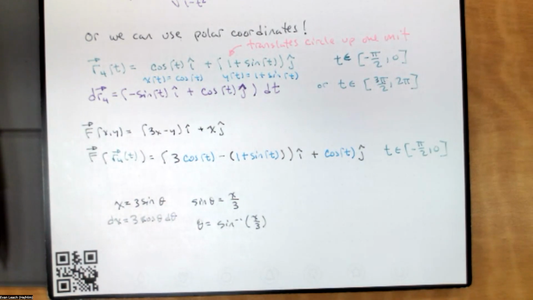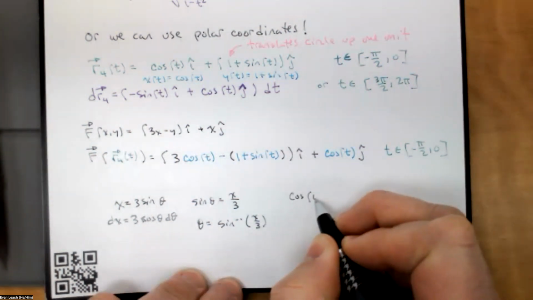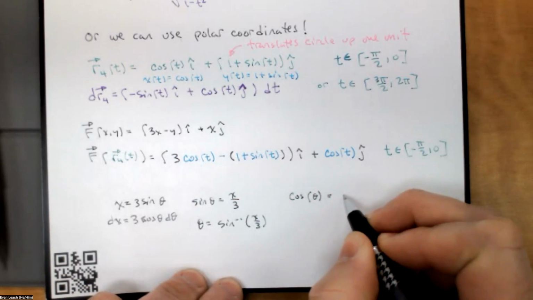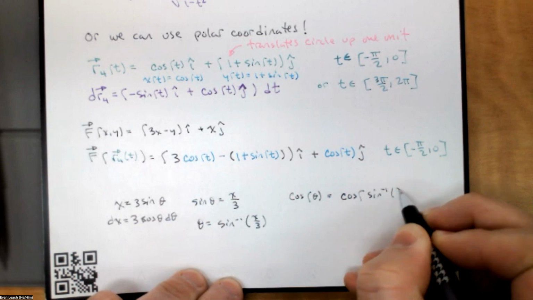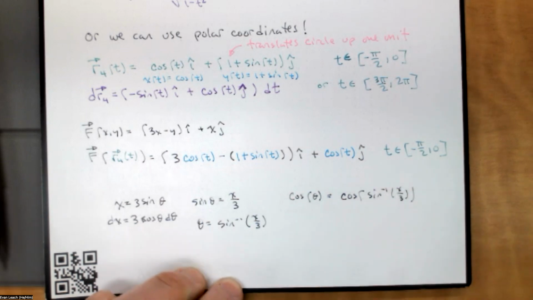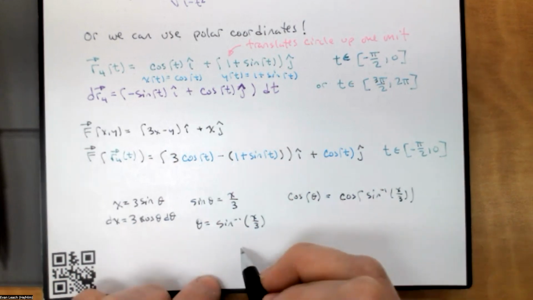Now we're okay. But when you integrate this, you're going to have some combinations of sines and cosines. Sine theta is easy to replace, but we'd also have to replace cosine theta. And it is completely unacceptable to write cosine of sine inverse of x over 3, despite the fact that it means exactly the same thing as if we did the triangle business.